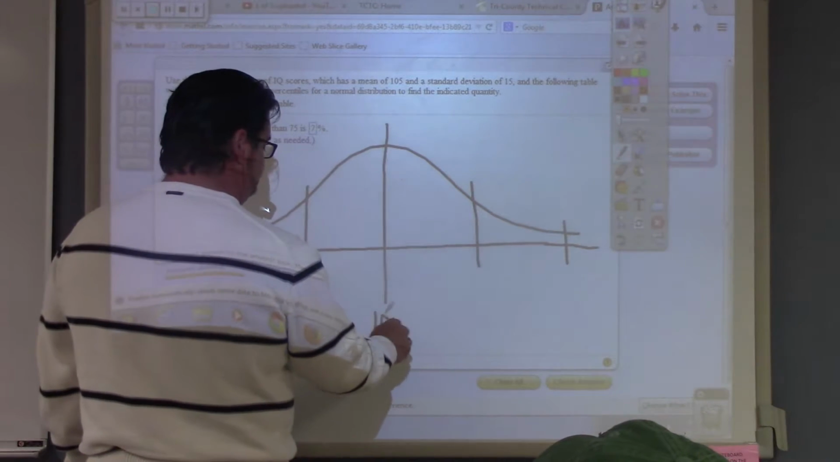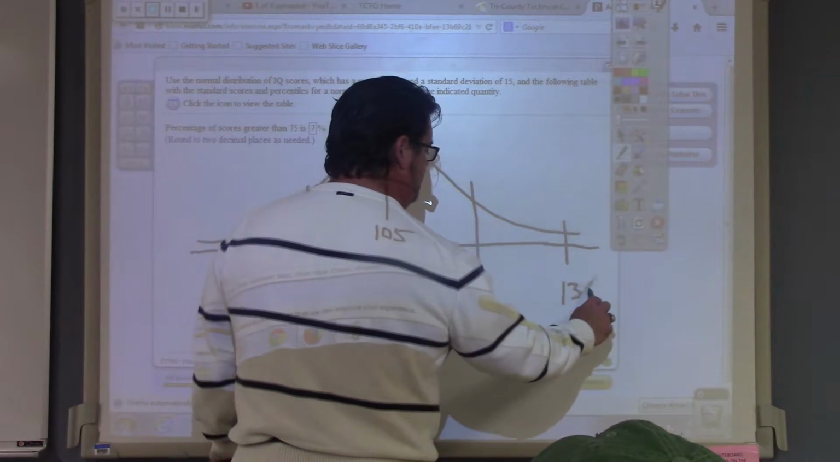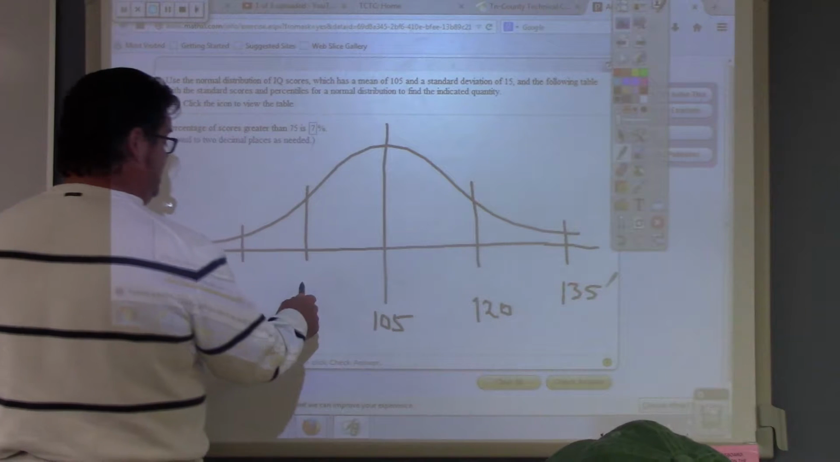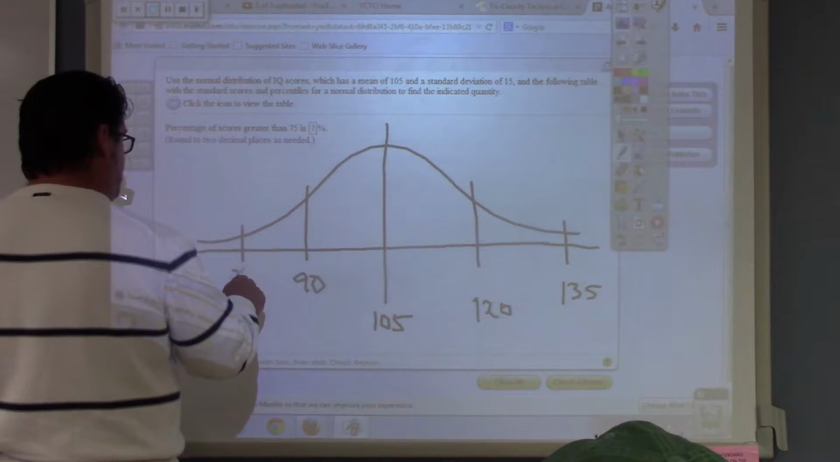$105, $120, $135. 105 minus 15 is what? 90? Yes. And then 75.